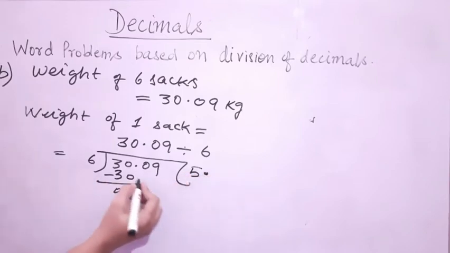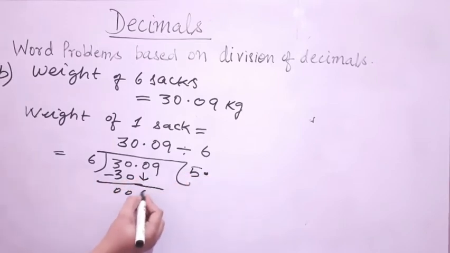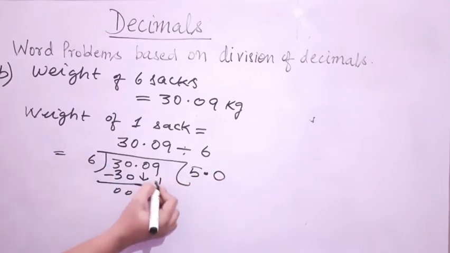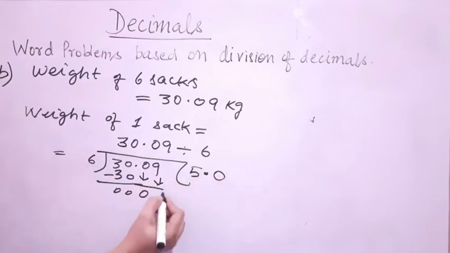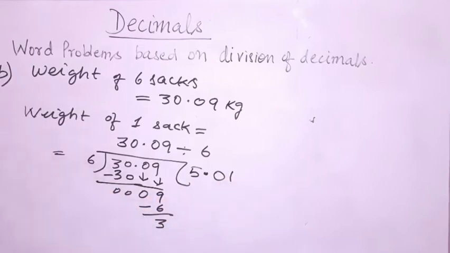Now place a decimal point in the question part also. Now 6 zeros are 0. Now 9 will be dropped down. Now 6 ones are 6. So as you all can see, we have not got 0 as the remainder. So shall we have to divide further? Do we need to continue the division process? Please reply to me in the comment section by yes or no.